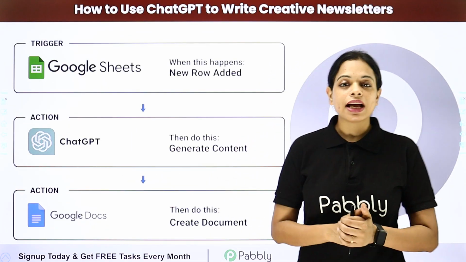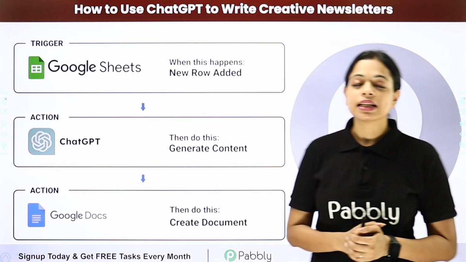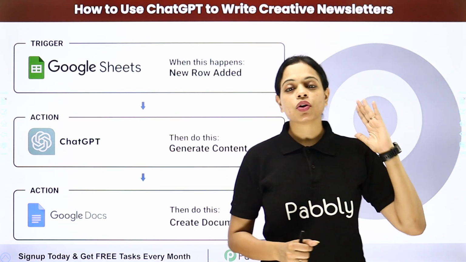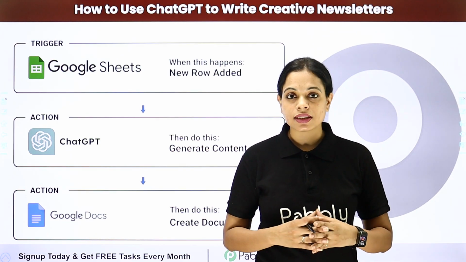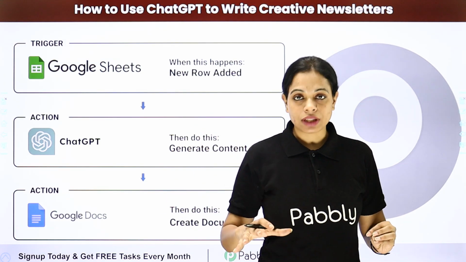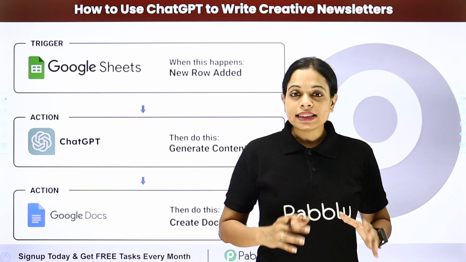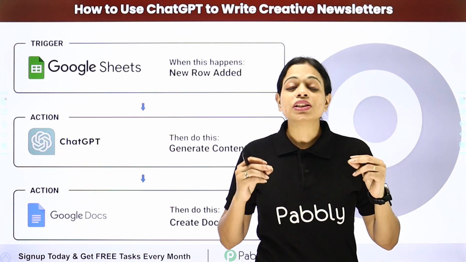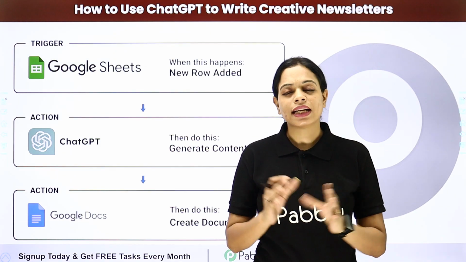The first one that we have here is how to use ChatGPT to write creative newsletters. So let's say you are in the print industry, or you're in the digital industry, or you're just a student who has to write a newsletter. Now, writing a newsletter means that you have to invest a lot of time. You have to think about it and all. Let's say that there is an application that will generate the entire newsletter for you, and all you have to do is make a few tweaks, and that is it.